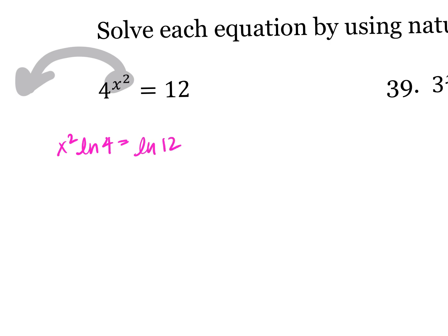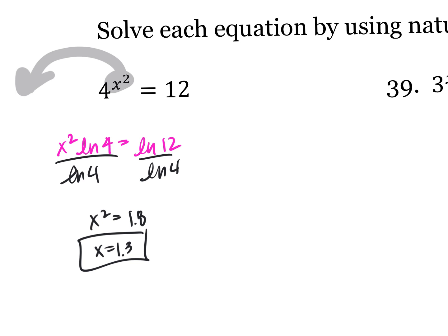How am I going to start getting x by itself now? Divide by ln of 4. We got x squared equals, how would I get that value? I'm going to go to my calculator. That's what I'm going to do. And I'm going to say natural log. Do you see where that button is? I'm highlighting it. It's right underneath log. So go ahead and hit the natural log of 12 over the natural log of 4. And I get 1.8. And then how would I get x by itself? Square root both sides. And we get 1.3.